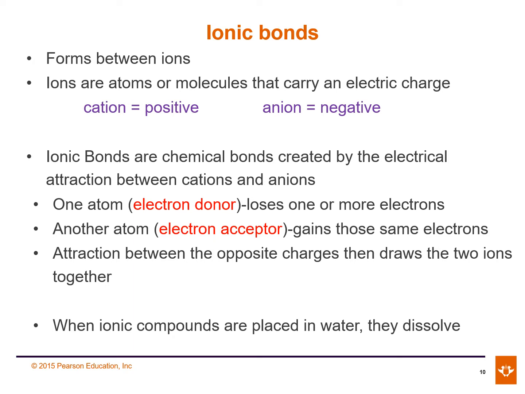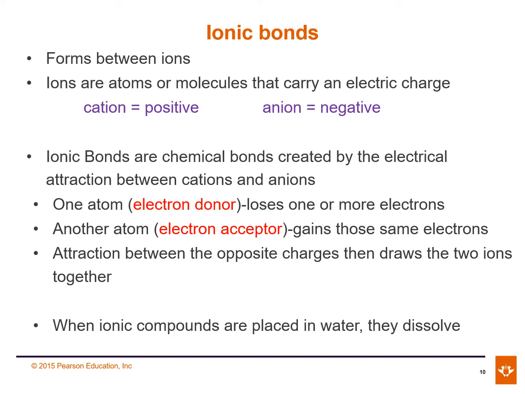As the name indicates, ionic bonds are formed between ions. Ions are atoms or molecules that carry an electric charge. An atom that has lost an electron becomes positively charged and is known as a cation, whereas an atom that has gained an electron becomes negatively charged and is known as an anion. Ionic bonds are chemical bonds that are created by the electrical attraction between cations and anions.